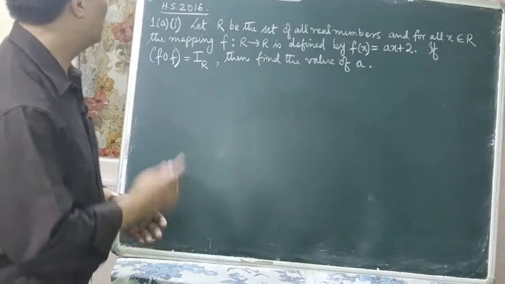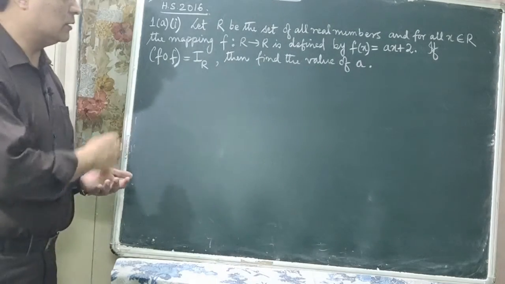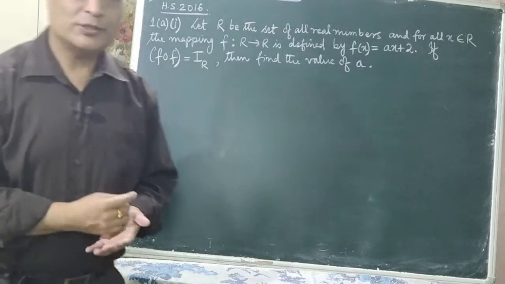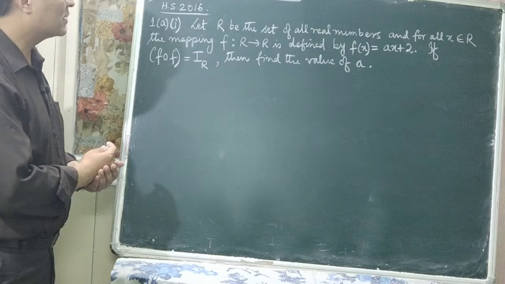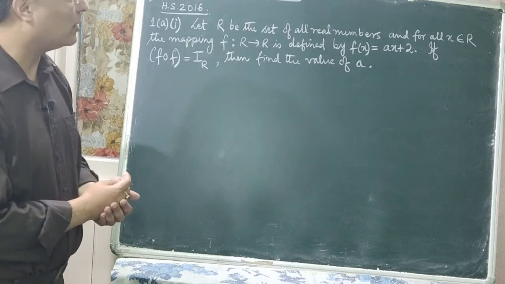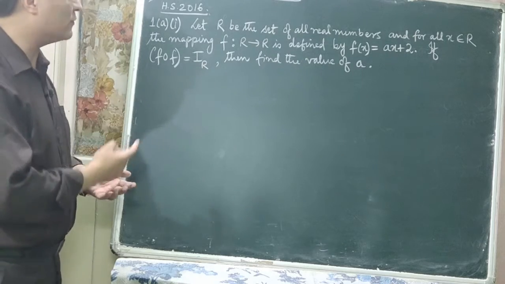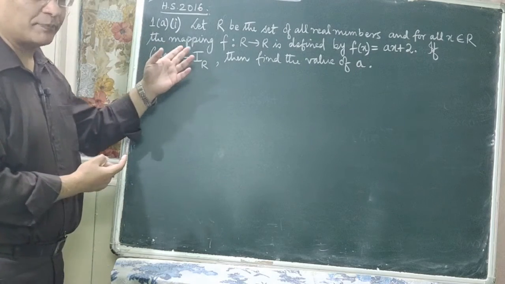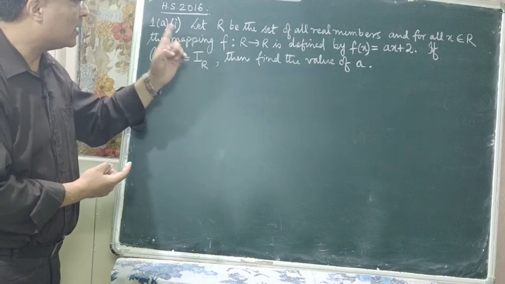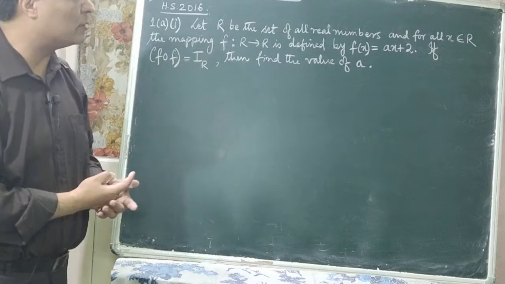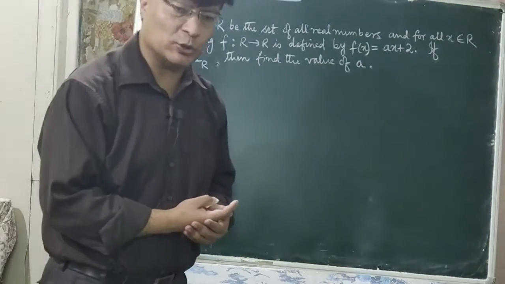So now we'll do the next question, that is from HS 2016. This question carries 2 marks. The question is 1A number 1. So let capital R be the set of all real numbers, and for all small x belonging to the set of real numbers, the mapping f maps real to real number, defined by f of x is equal to ax plus 2.